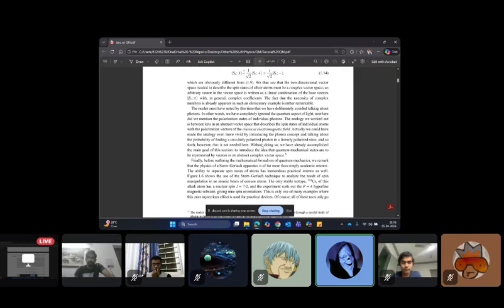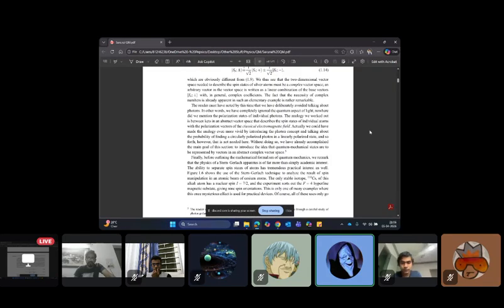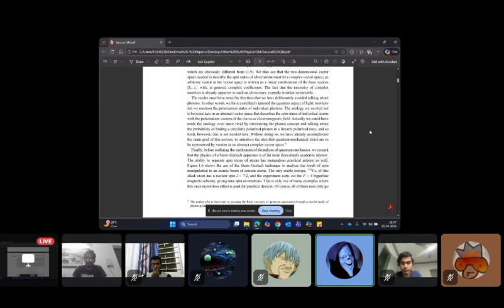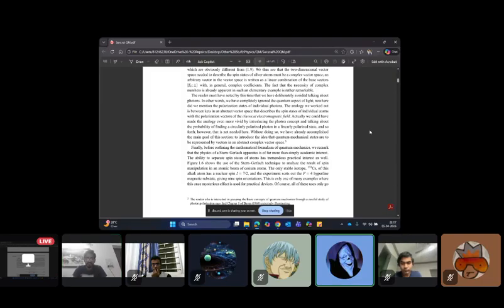Without doing so, we have already accomplished the main goal of this section, to introduce the idea that quantum mechanical states are to be represented by vectors in an abstract complex vector space. Finally, before outlining the mathematical formalism of quantum mechanics, we remark that the physics of the Stern-Gerlach apparatus is of far more than simply academic interest. The ability to separate spin states of atoms has tremendous practical interest as well.